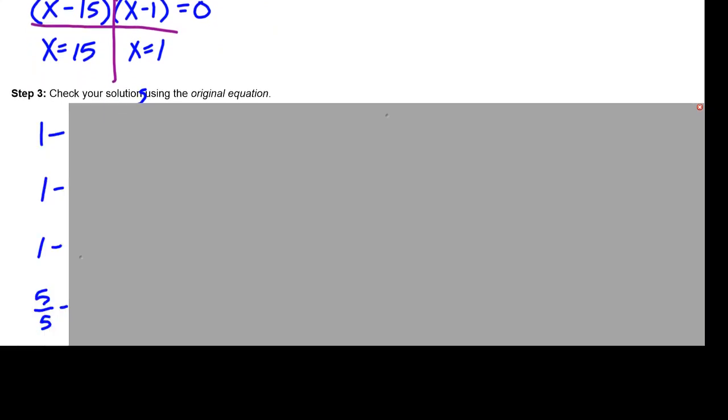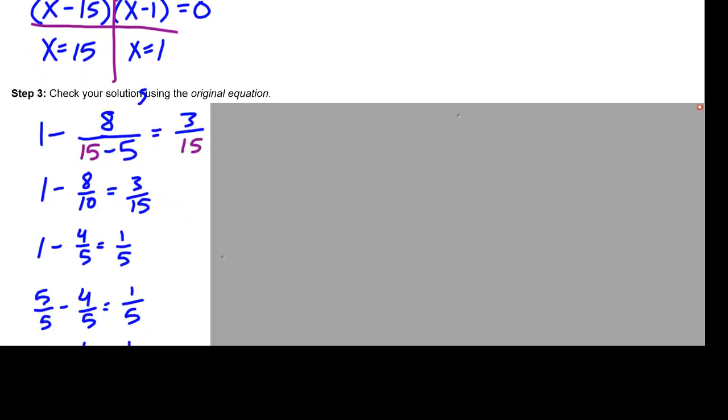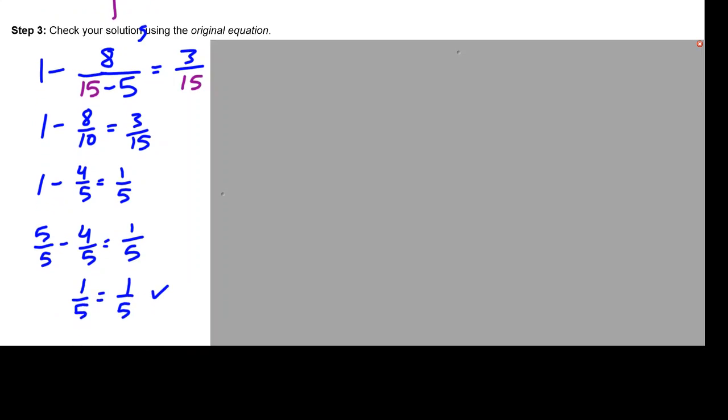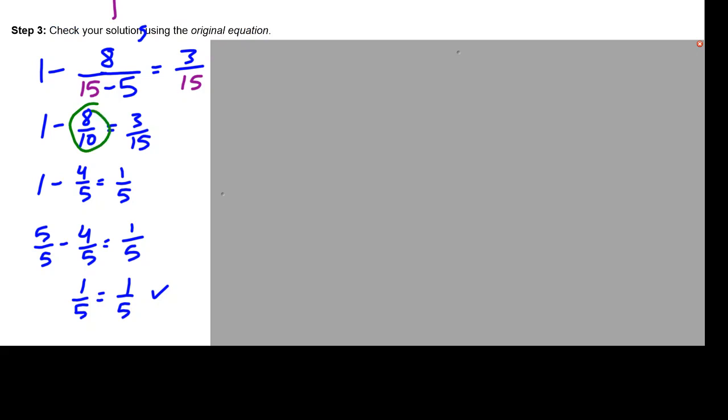So we're going to have to take this 15. We're going to have to substitute it into our original equation, which I showed here. You can see in purple, I replaced x with 15. 15 minus 5 gave us that 10. Then we have 1 minus 8 over 10 equal to 3 over 15. And if you look at these two fractions, both of those can be simplified. They can be simplified to 4 over 5 and then 1 over 5.